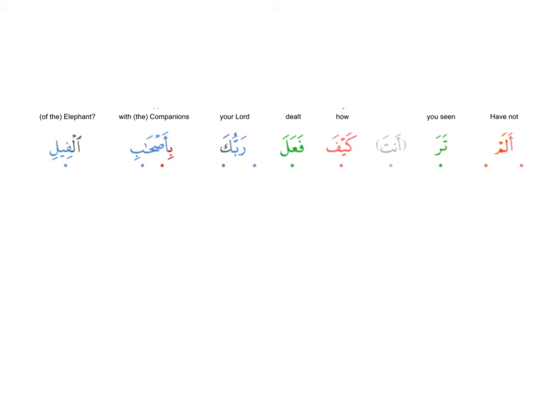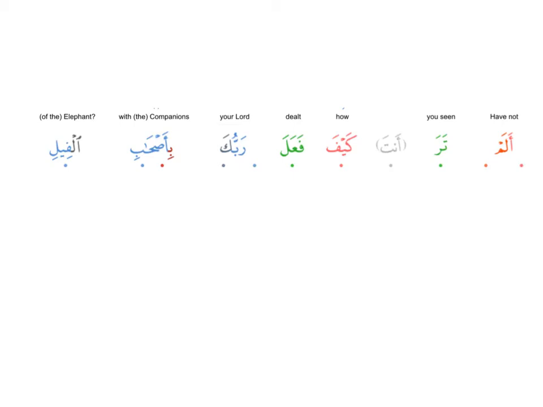Welcome to the lesson on Surah Al-Fil, the chapter of the elephant, Surah 105. In this lesson, we are going to do sentence parsing, which is called i'rab in Arabic, which basically means we are going to flesh out the grammatical functions of the words in the surah.